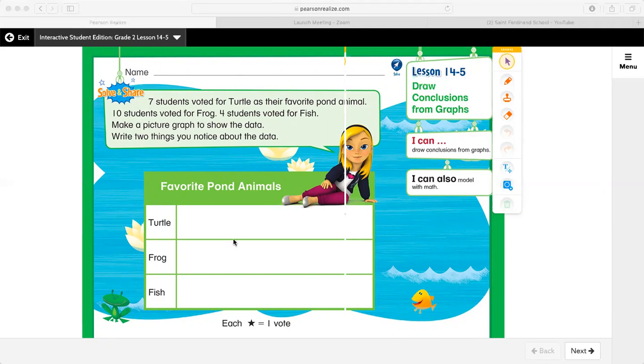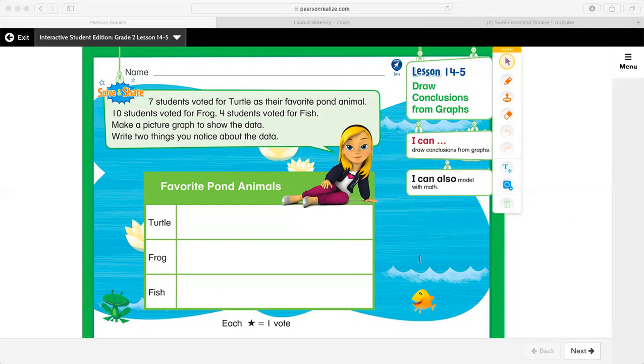10 is larger than 7. It's also larger than 4, so that's the most. So he was able to see that when he looked at his picture graph, that frog had the most stars, which would tell us it had the most votes. And he also noticed that fish was the least favorite because they only had 4 votes. We can see that down here. It has the least number of stars as their symbol, which would tell us that it had the least number of votes. So both of Mike's things that he noticed about our graph and our data are correct.